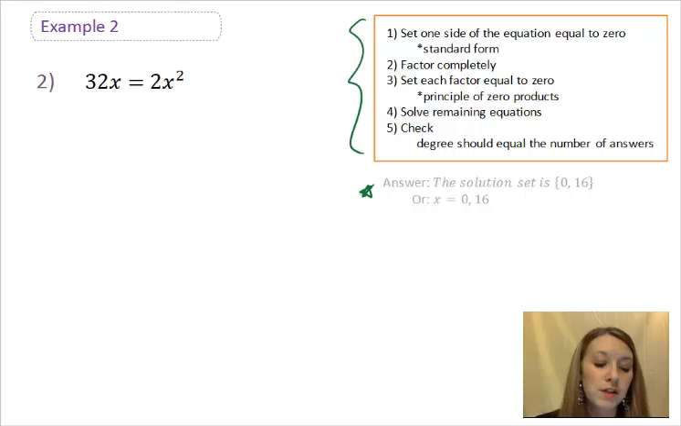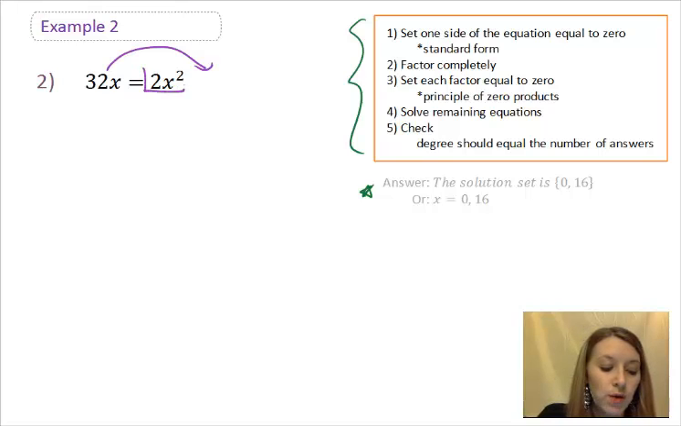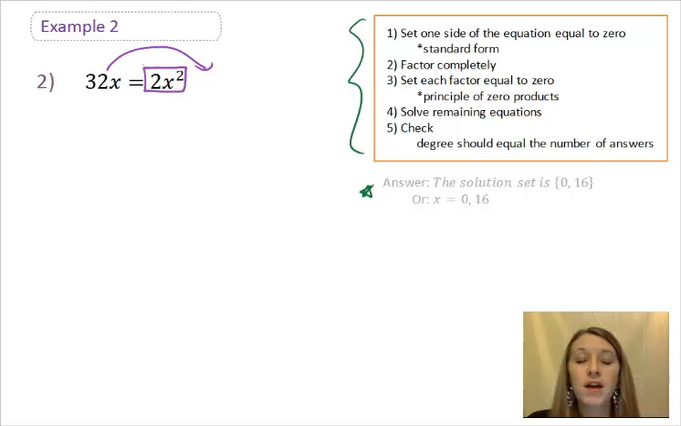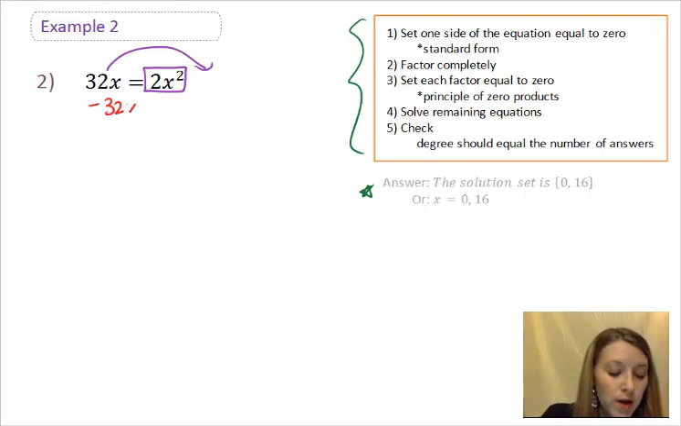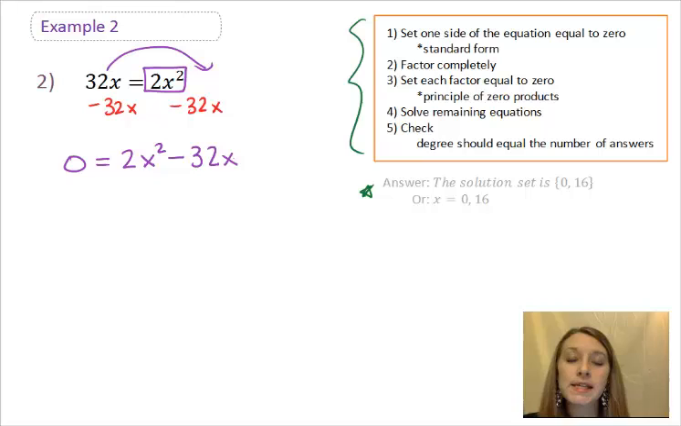Okay, to solve this one, our first step is to set one side of the equation equal to 0. In this example, it's going to be best for me to move my 32x to the right. The reason is that my leading term, the one with the highest degree, which is 2x squared, I want positive. That's going to make your next step of factoring much easier. So to move that 32x to the right, I subtract 32x from both sides. That leaves me with 0 is equal to 2x squared minus 32x. And make sure you put that in descending order on the right.